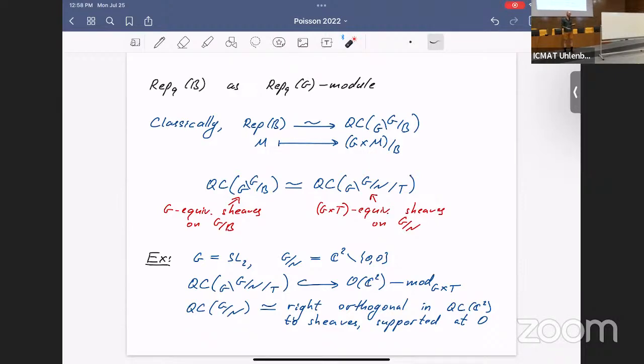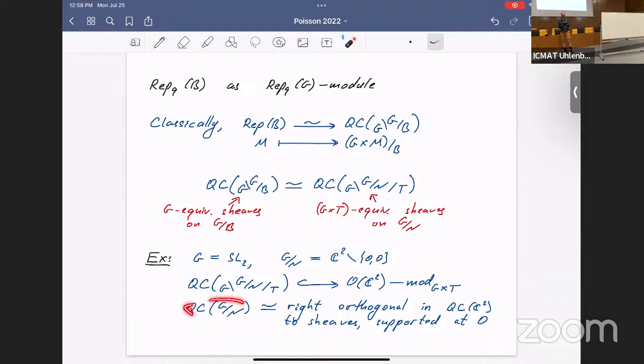And of course, I would like now to say, well, if G mod N were affine, let's look at this example when G is SL2, so G mod N is not C2, but it's almost. And I would like to say, oh, well, this category is just G cross T equivariant C2 modules. But it's not true because G mod N is not C2, it's C2 without the origin. So instead, what I have is an embedding of this category inside quasi-coherent sheaves on C2, equivariant quasi-coherent sheaves on C2 without origin.